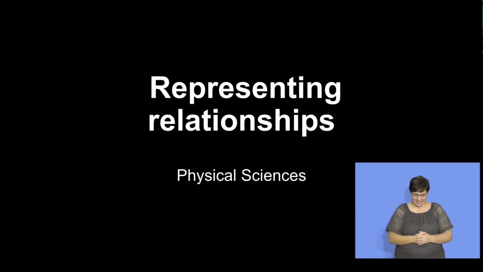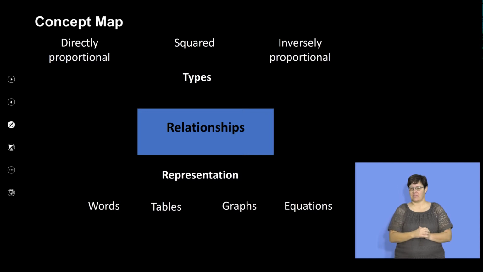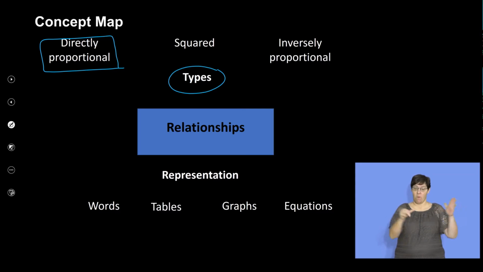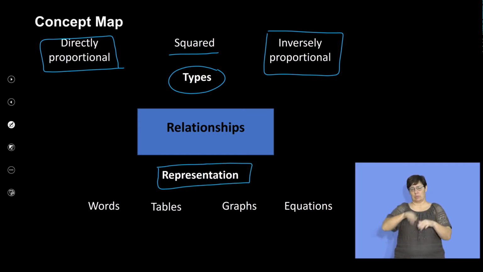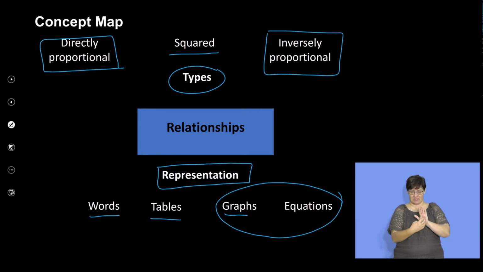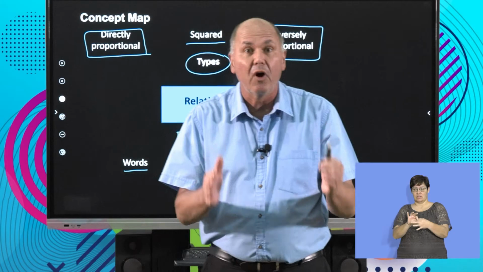So if you remember, we're talking about relationships. There are different types of relationships in physics and in chemistry, and we can classify these. The most important one, the most useful one, is a directly proportional relationship. We've also spoken about something that is inversely proportional. We haven't really mentioned the squared relationship. We're going to talk about that today, but the critical focus is how we represent these. Relationships can be represented in words, tables, and graphs. Today, we're going to focus on the relationship between graphs and equations.